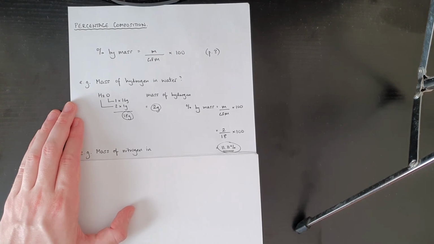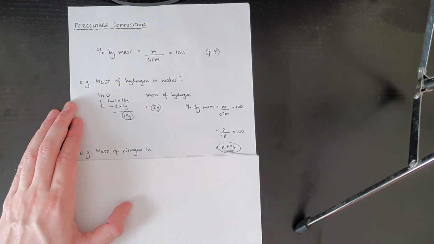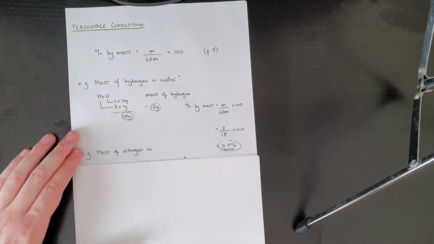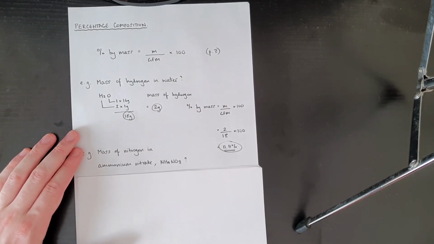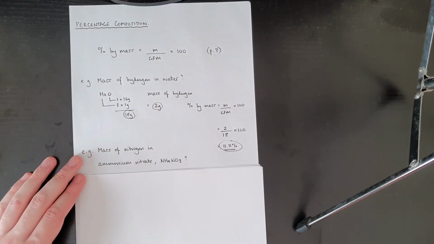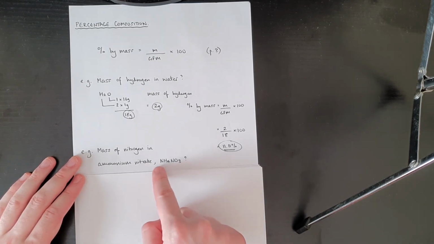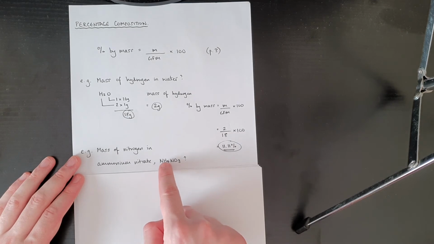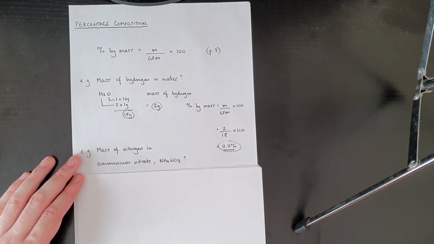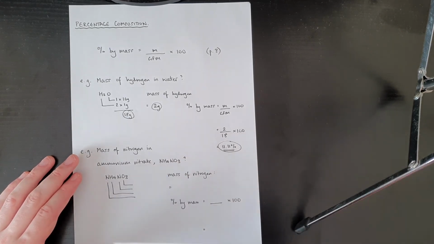If we look at an example that's maybe more relevant to this topic, we could be asked to find the mass of nitrogen within ammonium nitrate, the compound that we just looked at. Often in a question like this, you would be given the formula. You wouldn't be expected to remember something like that. So it's NH4NO3, and all we do is go through the exact same process.